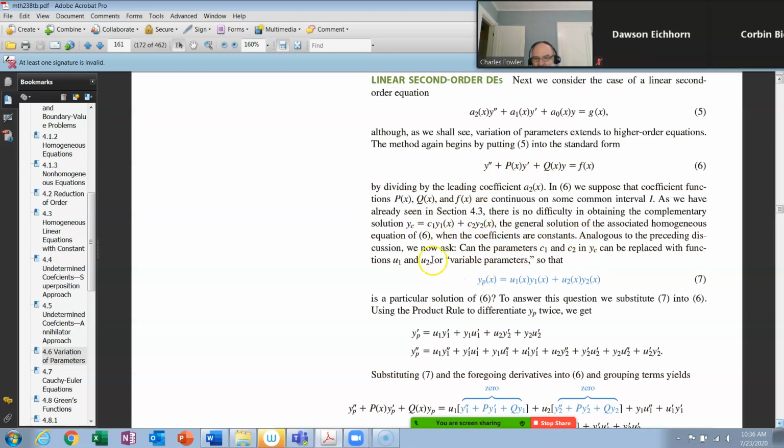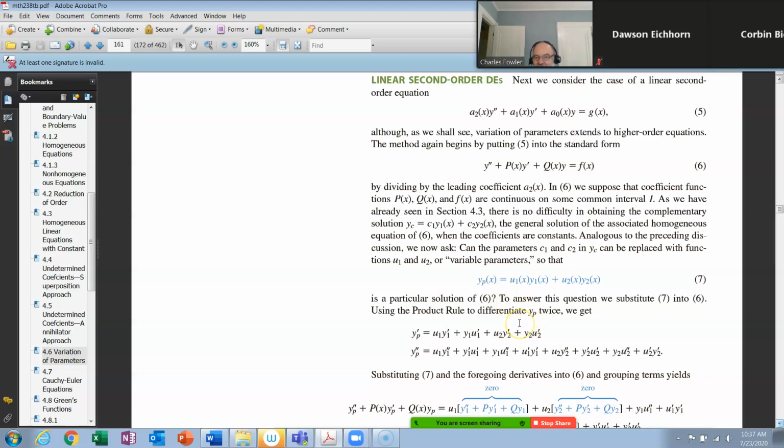But analogous to the preceding discussion, we now ask, can those parameters c1 and c2 in y sub c now be replaced, just like we did before, with functions u1 of x and u2 of x? Before we only needed u1, now we need two of them. I wonder if that can happen. So those are what we call your variable parameters, hence the name variation of parameters. Would this then be a particular solution of 6?